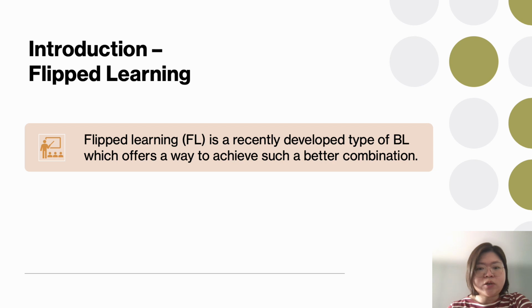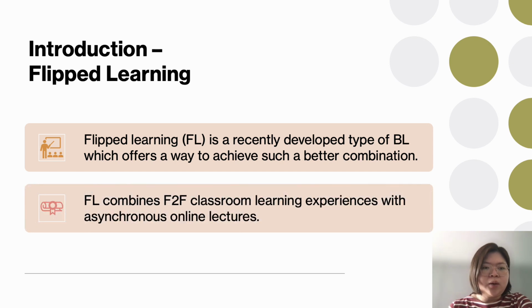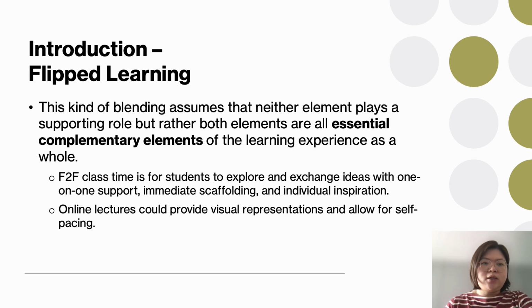In order to achieve such a better combination, the research study introduced flipped learning, which is a recently developed type of blended learning, which combines face-to-face classroom learning experiences with online lectures. This kind of blending assumes that neither element plays a supporting role, but rather each component is a core complementary constituent of the learning experience as a coherent whole. In other words, flipped learning saves for human instructors what they can do best and leaves to the technology what it can do best.